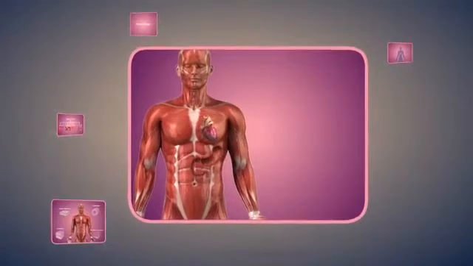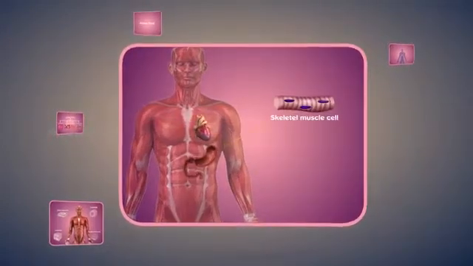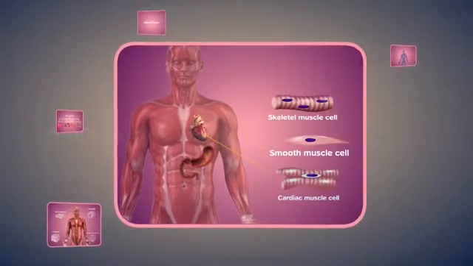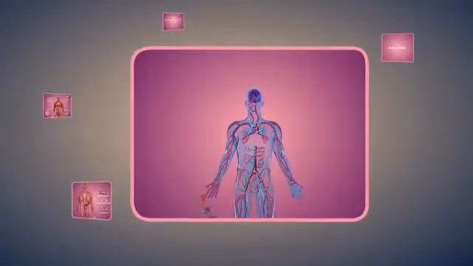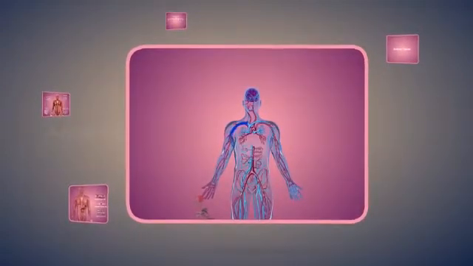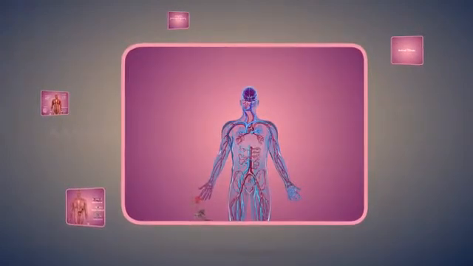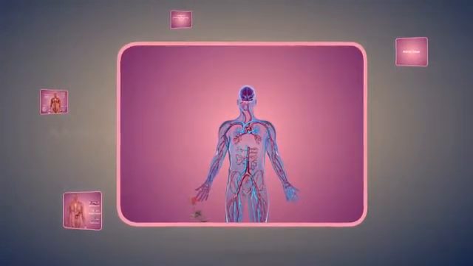The three types of muscle tissues are skeletal, smooth, and cardiac muscles. Cells of the nervous system, called nerve cells, are specialized to carry stimulus from one place to another within the body.